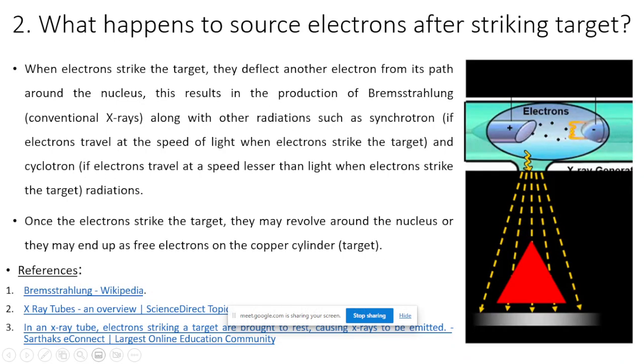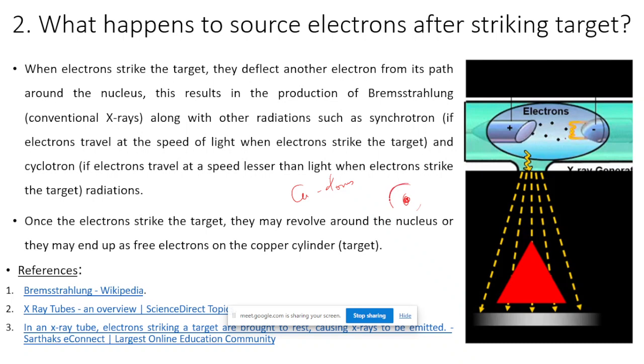So next, the question is, what happens to the source electrons after they strike a particular target? So what did we initially see? We saw that a target will consist of mainly copper atoms.